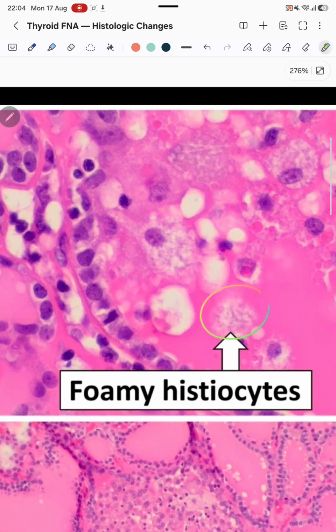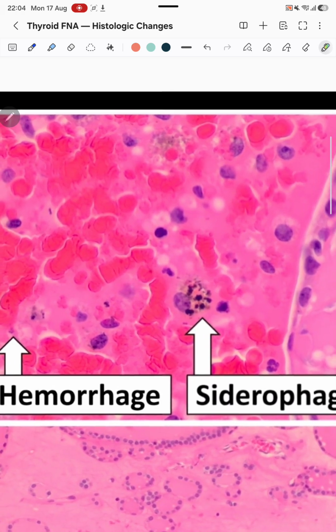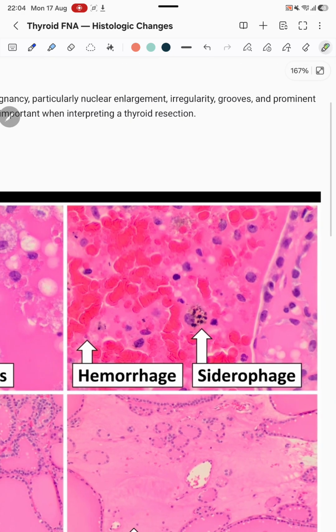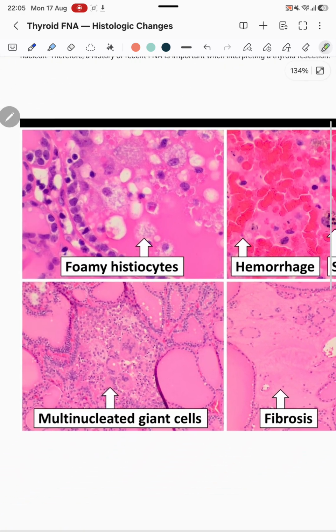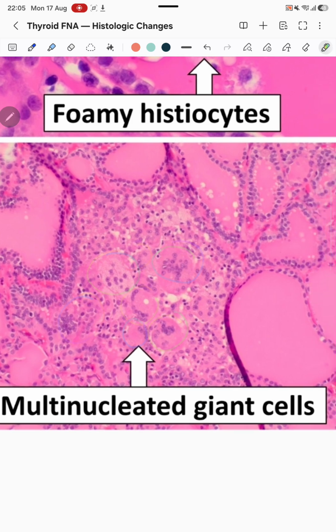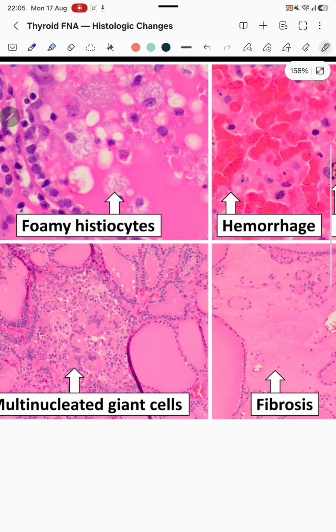So foamy histiocytes, you'll see them. You have this histiocyte, and it's just cleaning here. Then you have hemorrhages. Hemorrhage is a good sign there. And hemosiderin, siderophages, yeah, it's hemosiderin. Multinucleated macrophages, there are giant cells. So yeah, multinucleated macrophages.